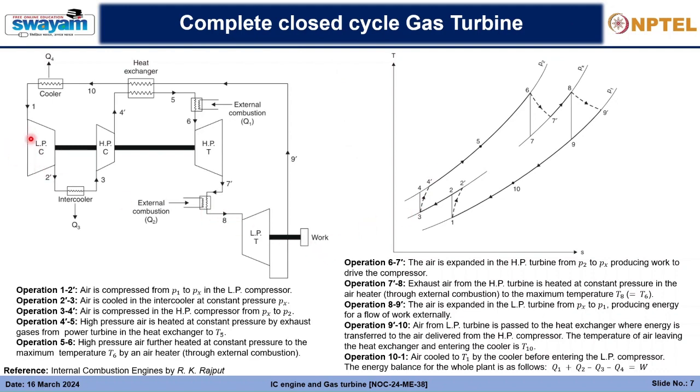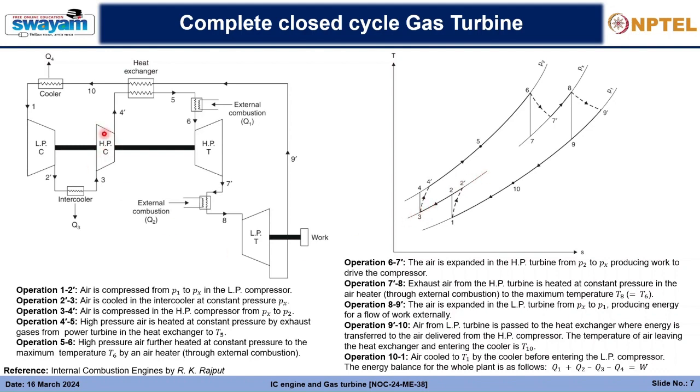So here you can see that this is the low pressure compressor. That is the starting point. The air enters the low pressure compressor. There will be an intercooler stage. Basically here it is entering, it is getting compressed to an intermediate level. There is an intercooler stage in which the state 2 dash is cooled down to 3 at a constant pressure.